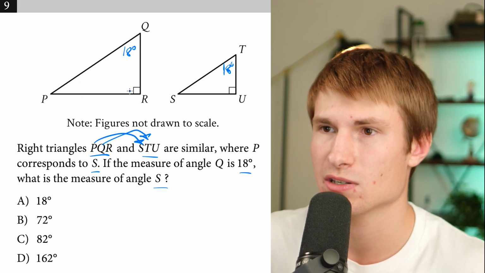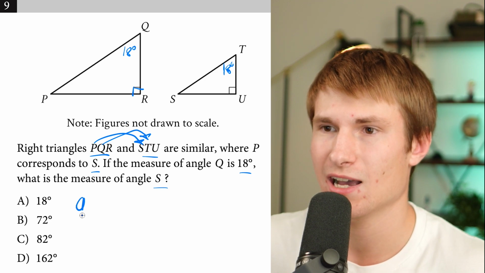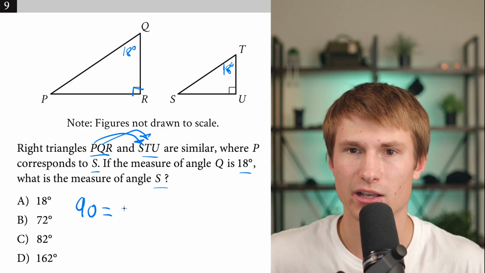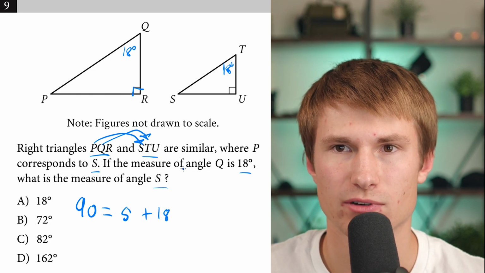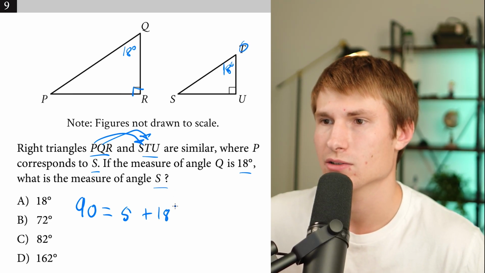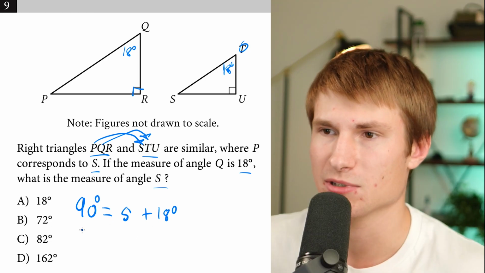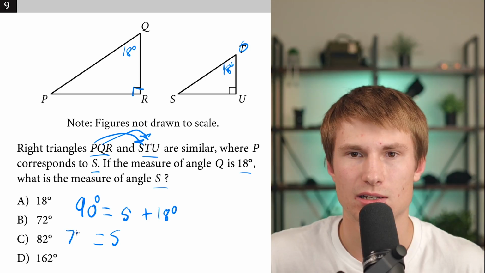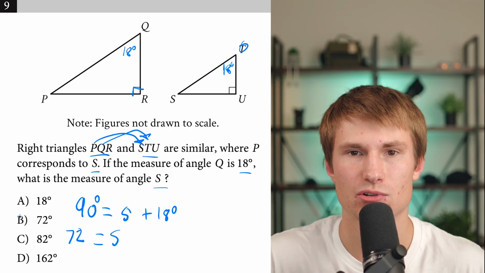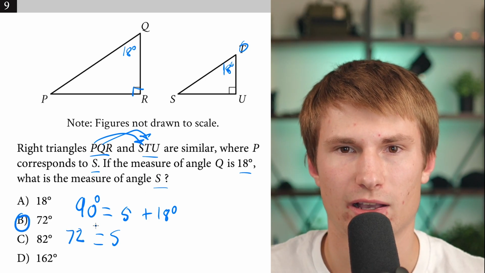So what we can do here, since this is a right triangle, okay, we know that 90 is going to equal our angle measure S, plus our angle measure that is 18 degrees. So that would be angle measure T. Okay, so plus 18 degrees. 90 degrees equals S plus 18 degrees. That means that S is going to equal 90 minus 18. 90 minus 18 will leave us with 72 degrees. So 72 degrees will be our answer for the value of angle S. So our answer is B.